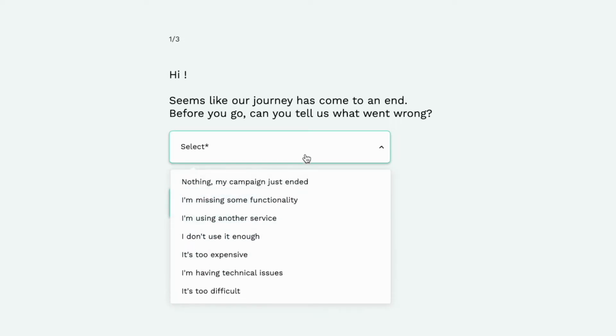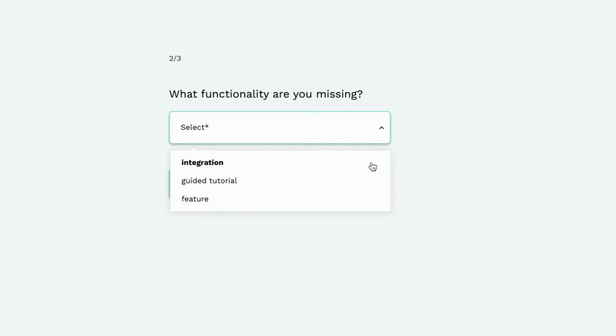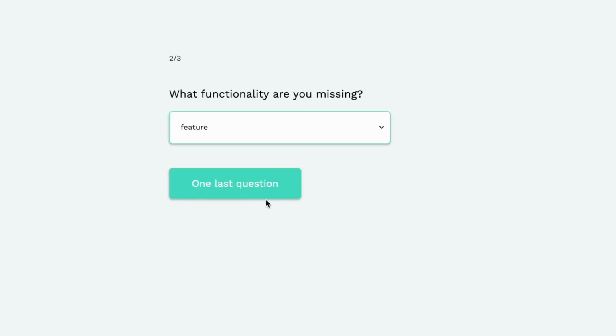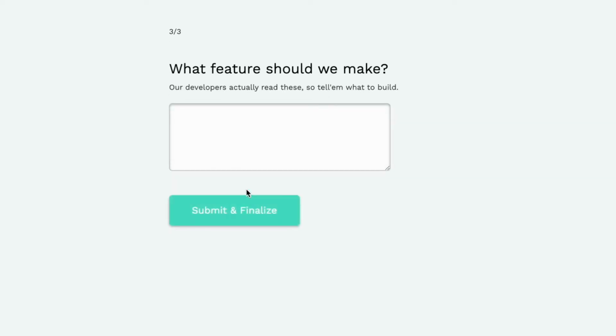Number 2, I'm missing some functionality. This is also a very common reason why people cancel. They were expecting certain features and they didn't find them, so now they're looking elsewhere. What you can do for these customers is find out what that functionality or feature is and make sure that you really don't have it.